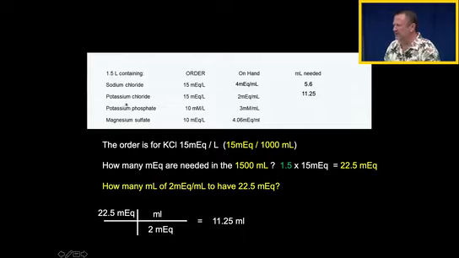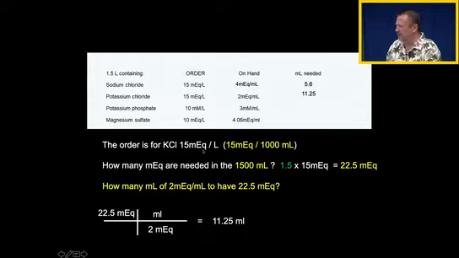All right. So now we want potassium chloride, 15 milliequivalents per liter. That's the same thing as 15 milliequivalents per 1,000 milliliters. How many milliequivalents are needed in the 1,500 milliliter solution? So we'll just take the 15 milliequivalents that we have in the order, and we multiply that by 1.5. Now we know that there need to be 22.5 milliequivalents in the 1.5 liter bag.